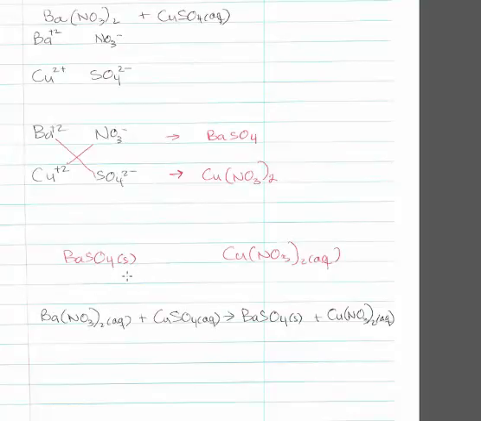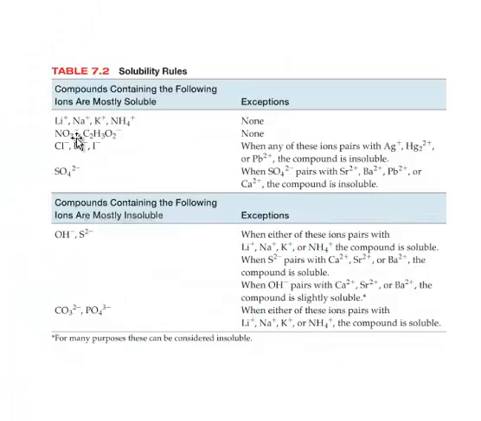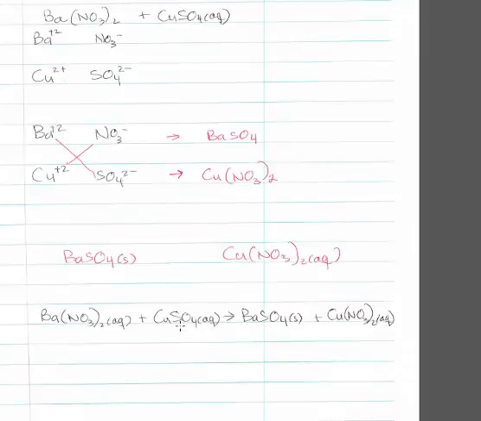Barium sulfate is going to be a solid. It will not be soluble. It won't dissolve in water. That's going to be its phase. Copper 2 nitrate, if I look at the solubility guide, I see that nitrates are always soluble and there's no exceptions. So I know that my copper 2 nitrate is going to be aq. So now I know what the states are of my product.